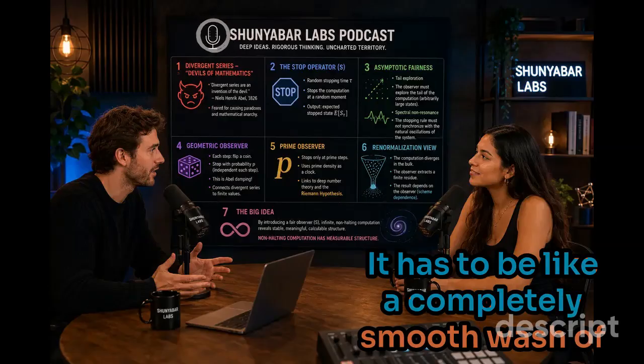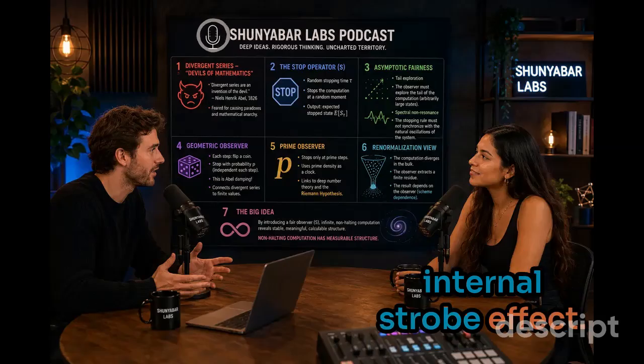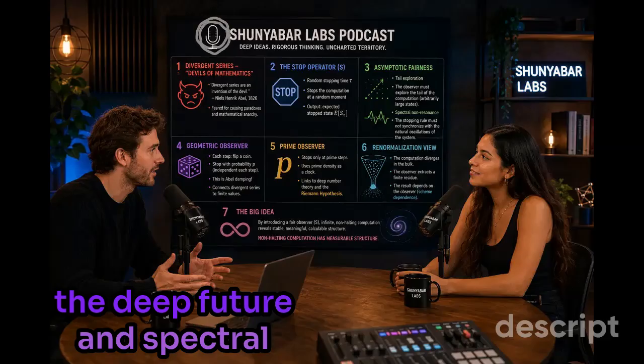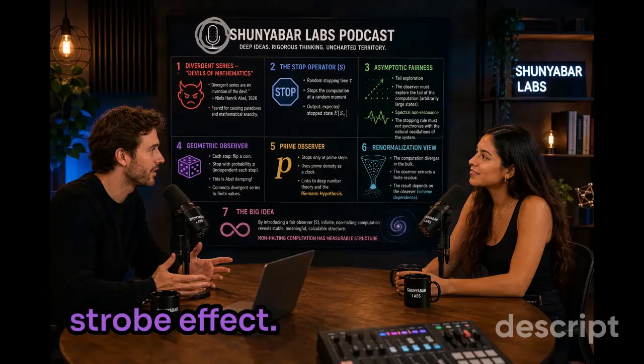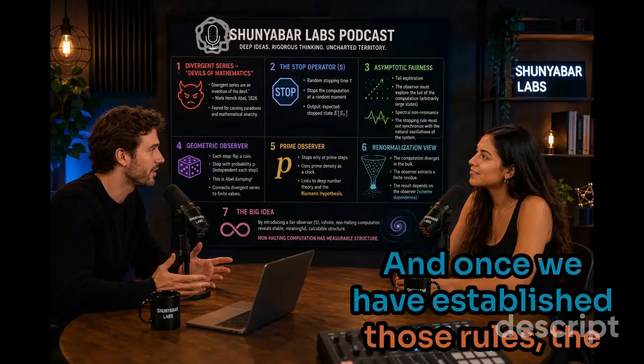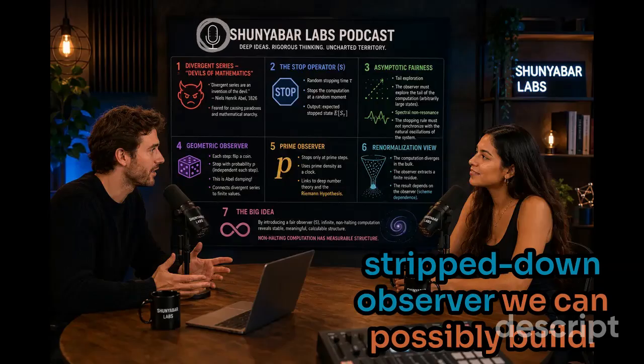It has to be like a completely smooth wash of light, so it can never be tricked by a program's internal strobe effect. Okay, so tail exploration to see the deep future and spectral non-resonance to avoid the strobe effect. If an observer passes those two tests, it is officially an asymptotically fair observer. And once we have established those rules, the text introduces the most fundamental, stripped-down observer we can possibly build.